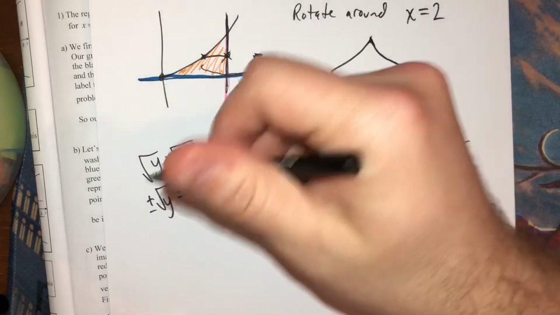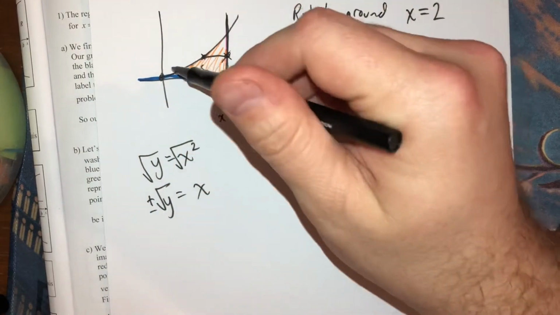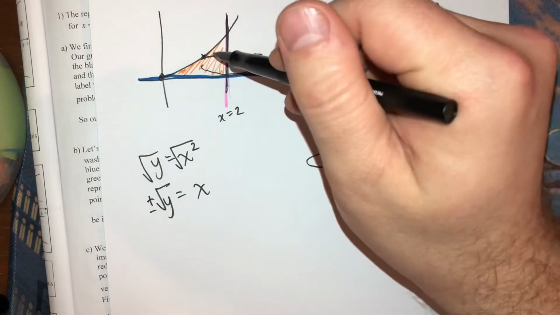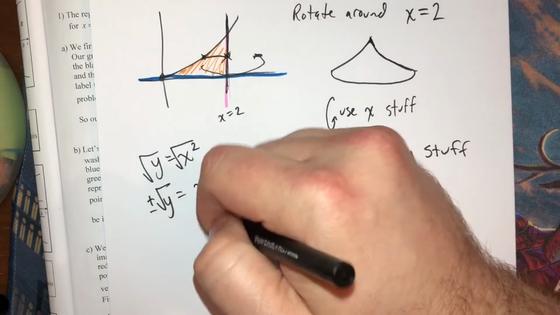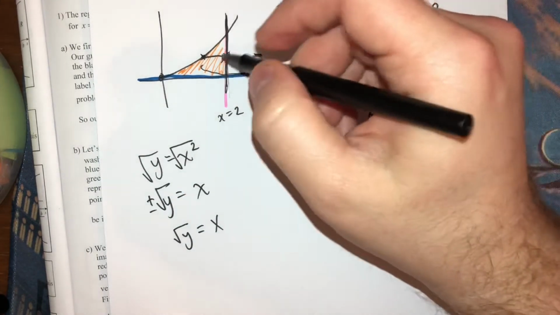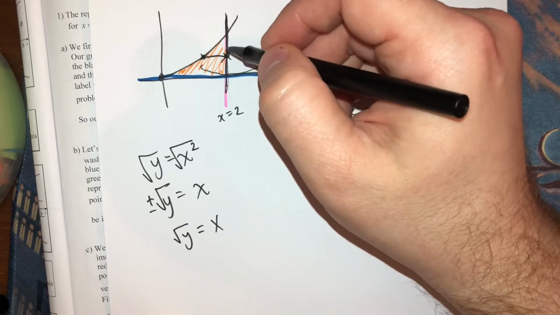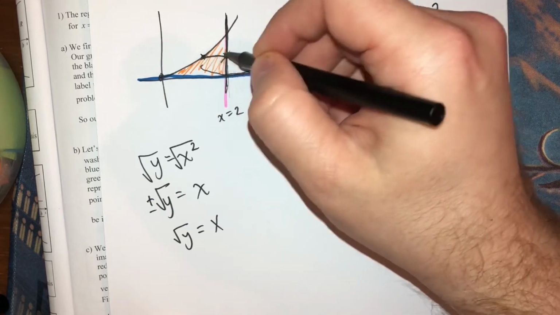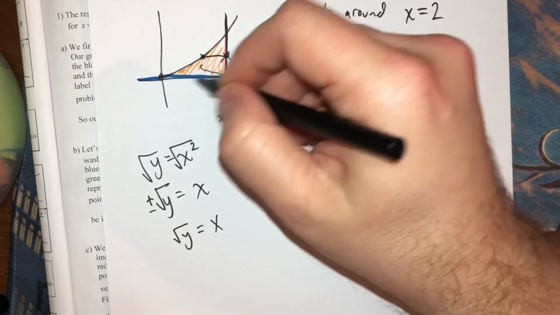So when I take the square root of both sides, I get x equals plus or minus root y. I'm dealing with the positive half, so I just need to say x is equal to root y. So how far apart are these two? Well, here they're closer. Here they're pretty far away.